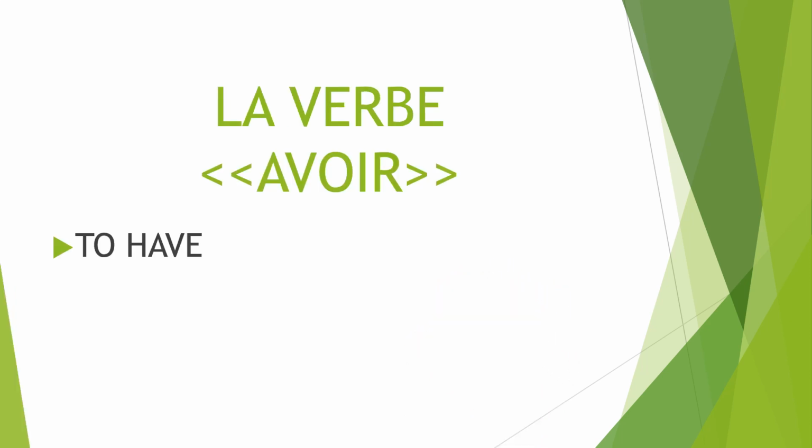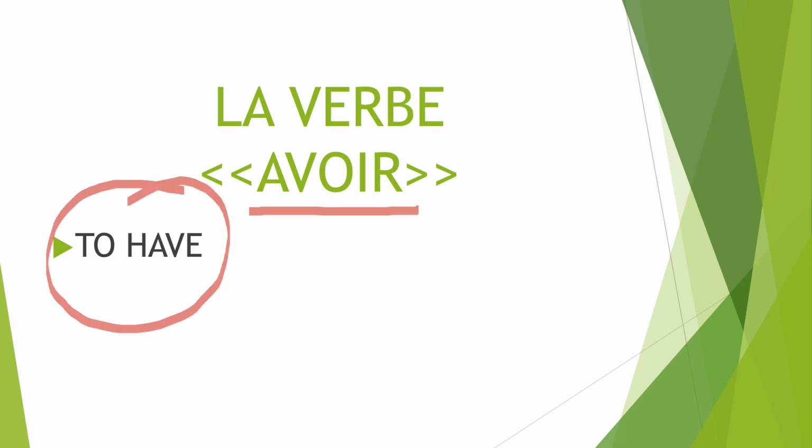In this video, we will learn about the verb avoir. Before learning how to conjugate this verb, we will first learn the meaning of this verb. This is one of the most essential verbs in French, so it's better to understand it first before moving ahead. So, avoir means to have. If you have something or if you possess something, you will use the verb avoir.